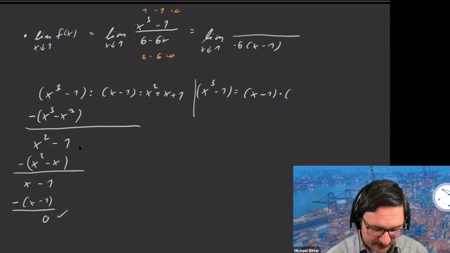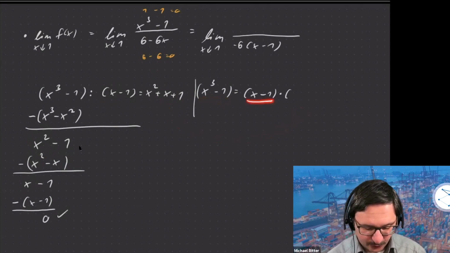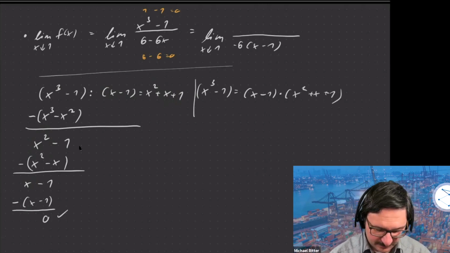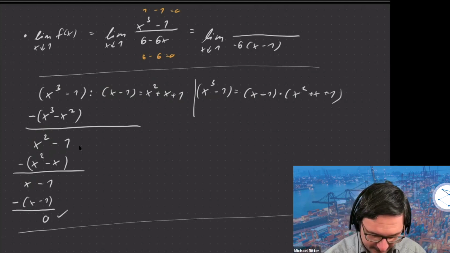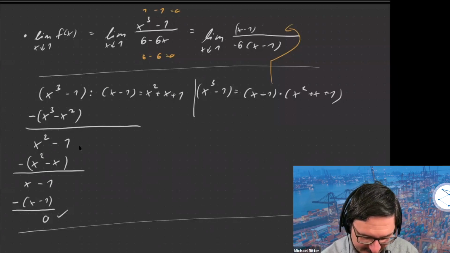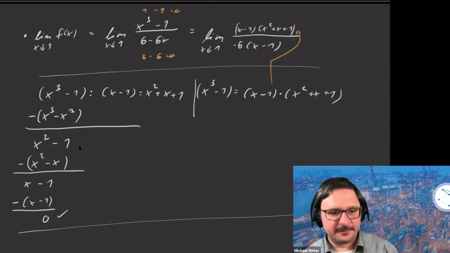Or in other words, if we transfer this here, then this means we can decompose this polynomial into x minus 1 and this remainder here. And that is x squared plus x plus 1. So if we use that up here, we get x minus 1 times x squared plus x plus 1. Like this.